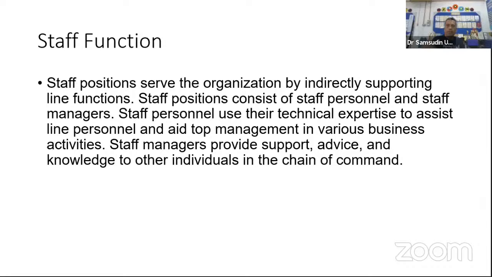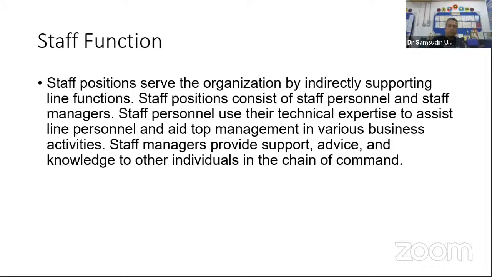So there are so many elements of attitude, creativity, and innovation that might contribute to the staff function. It might contribute to the staff role as a supporter for the smooth running of the organization. The staff manager should provide good support, good advice, and knowledge on how to support the line manager, the line function.